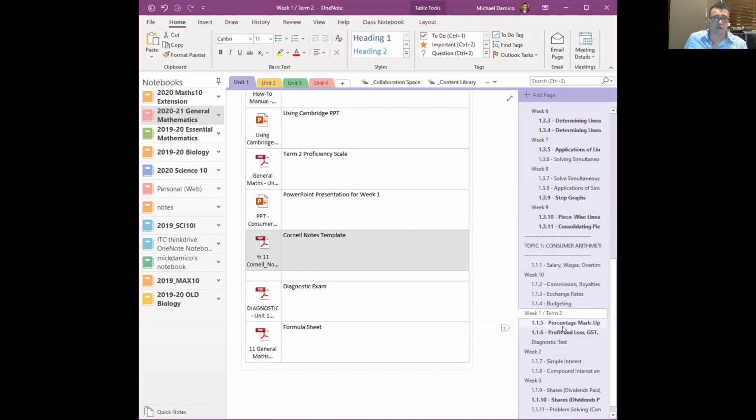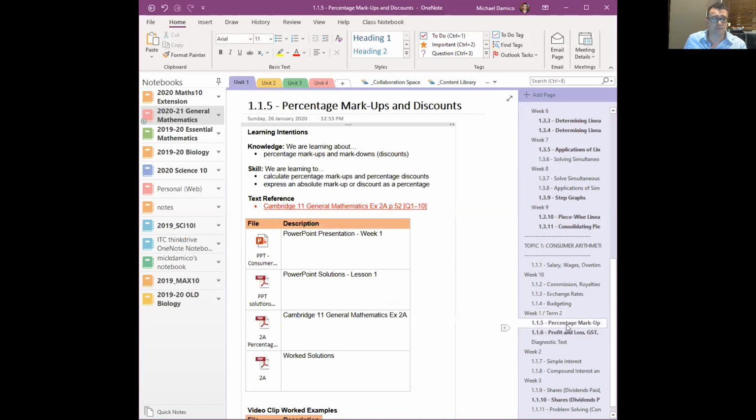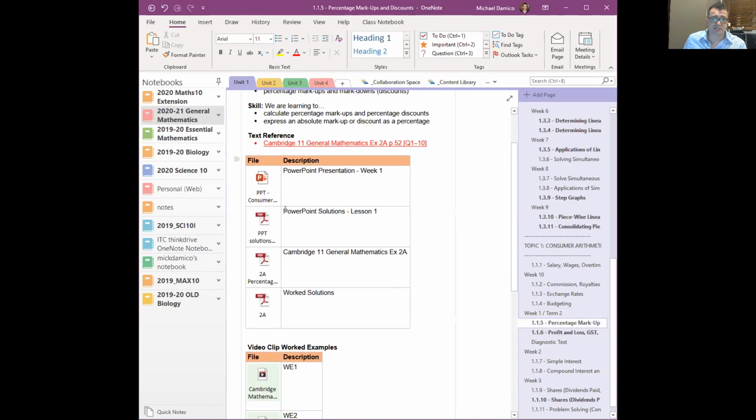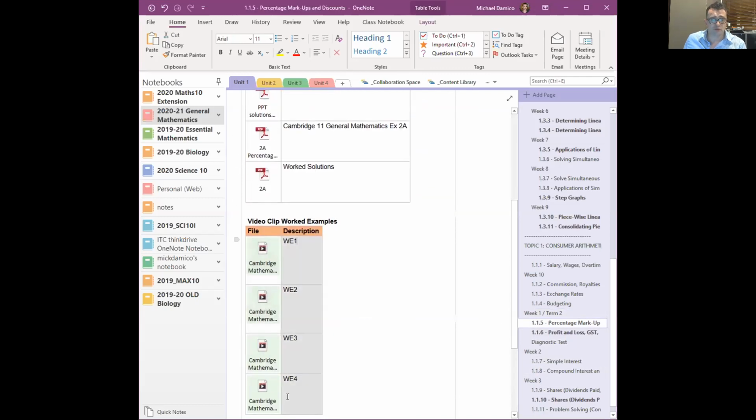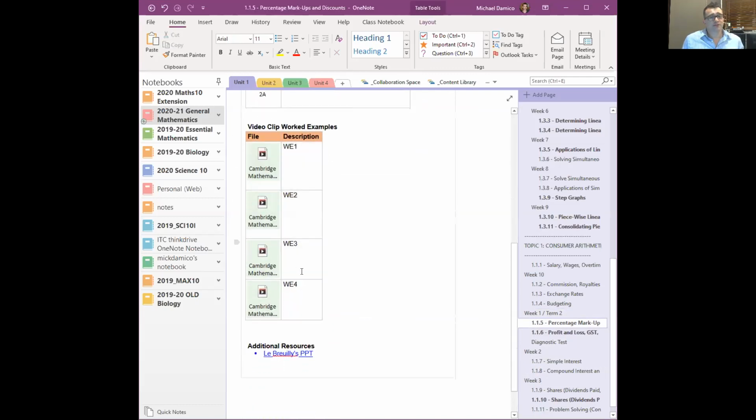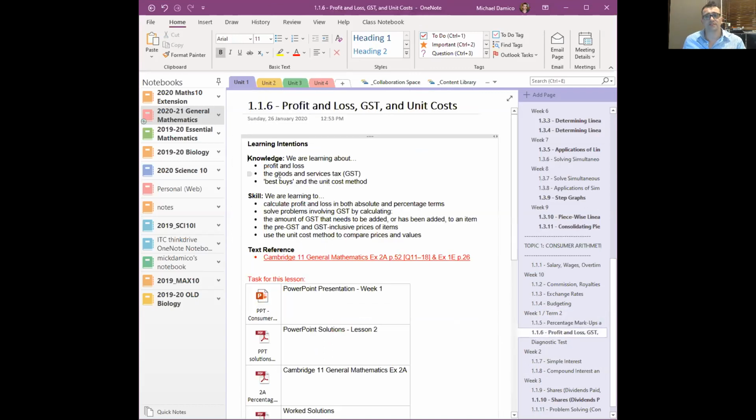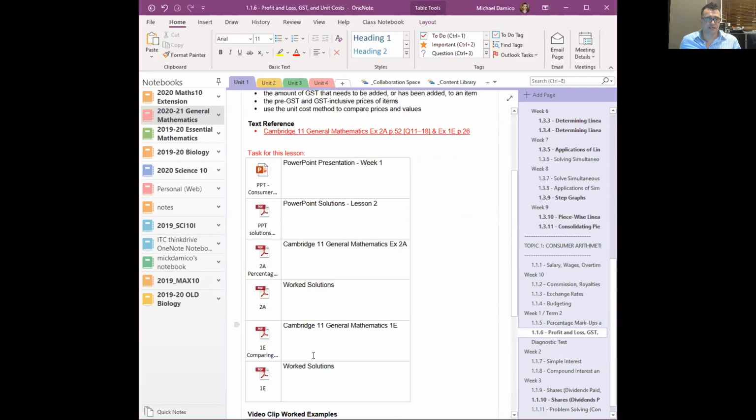Looking through your lessons for this week, you've got percentages, markup, and discounts. Once again, all of your details are in here. I've included the worked examples from the Cambridge website. This week, you do need to make sure that you are logging in and checking you can access Cambridge. From next week, you'll start to have weekly quizzes that need to be conducted within Cambridge, and that will be your regular feedback. Within the profit and loss, once again, very much the same, all your learning intentions, and then you've also got your solutions for your PowerPoints as well and worked solutions throughout here.